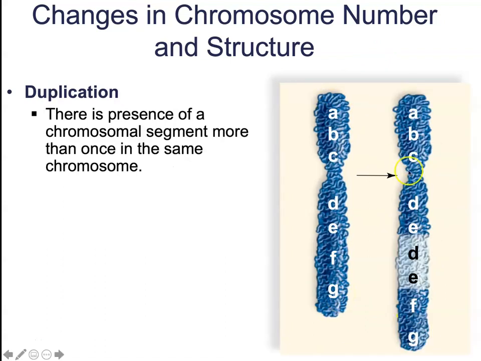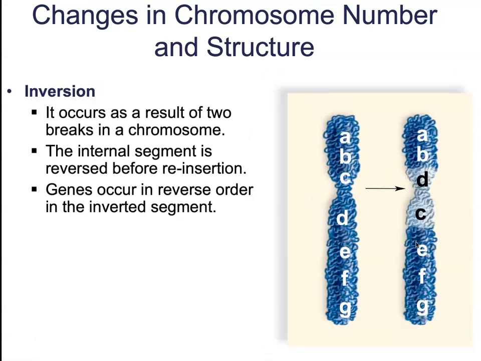Duplication is when we just duplicate a section. So the original chromosome was A, B, C, D, E, F, G. This chromosome goes A, B, C, D, E, D, E, F, G. So we just have a duplicated section of the chromosome. Inversion is also possible.